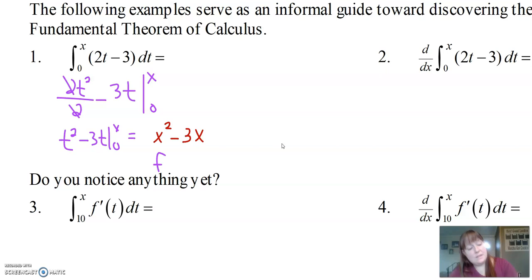That is f of x minus, and then we have to do f of 0, right? So the fundamental theorem of calculus says we evaluate at x, and then we evaluate at 0, and as luck would have it, f of 0 is simply 0. So we just subtract 0 from that, and there you go. That's the integral from 0 to x of 2t minus 3. Do you notice something about that?